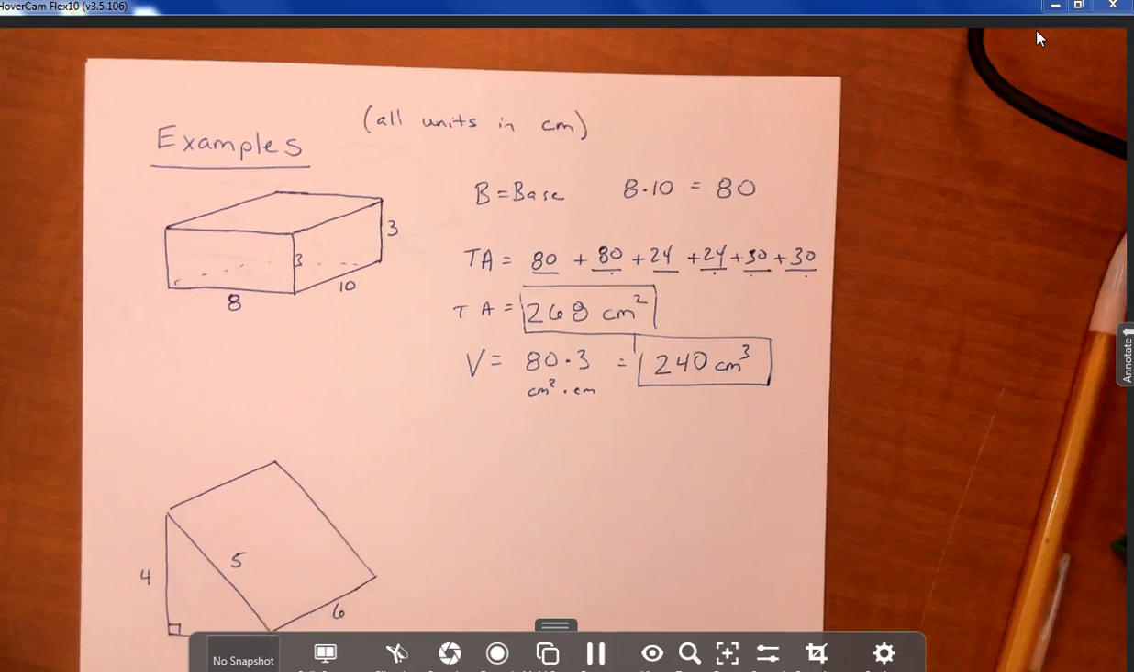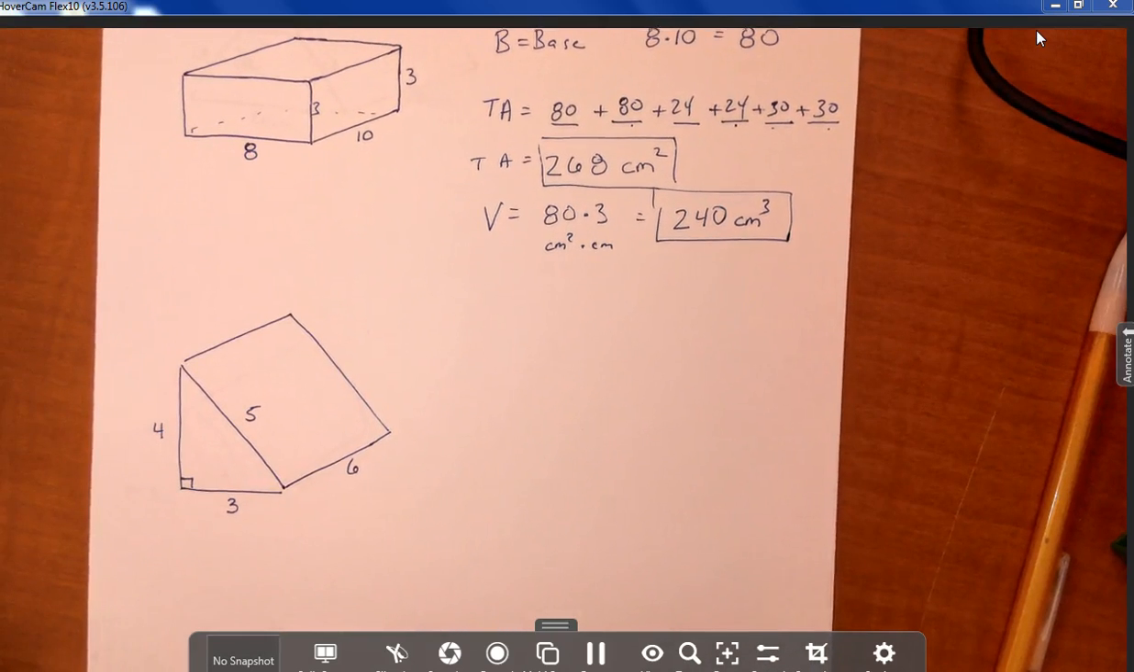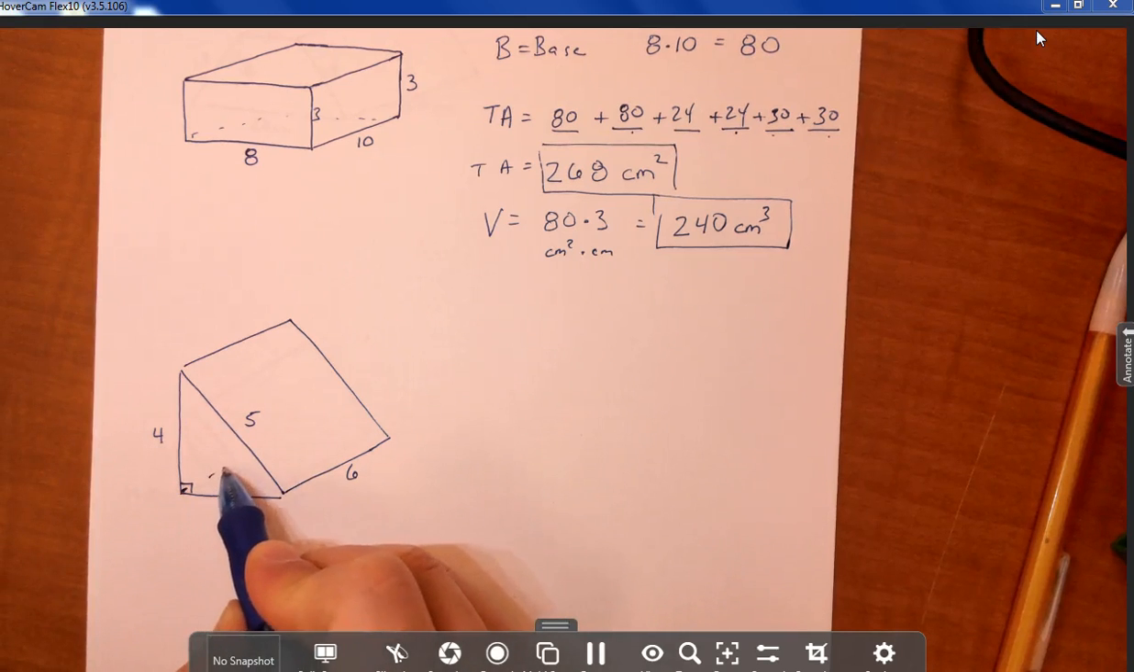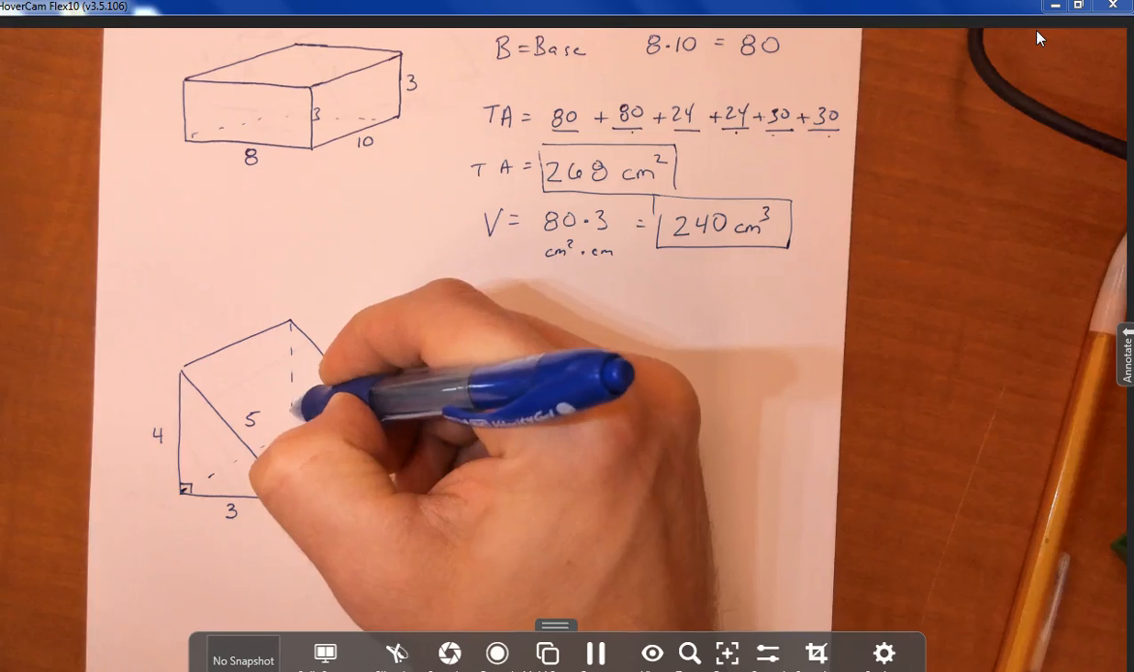Okay? All right. How about a triangular prism? Even though it appears that this is resting on its side, if I drop in some extra hidden lines, maybe that'll help.